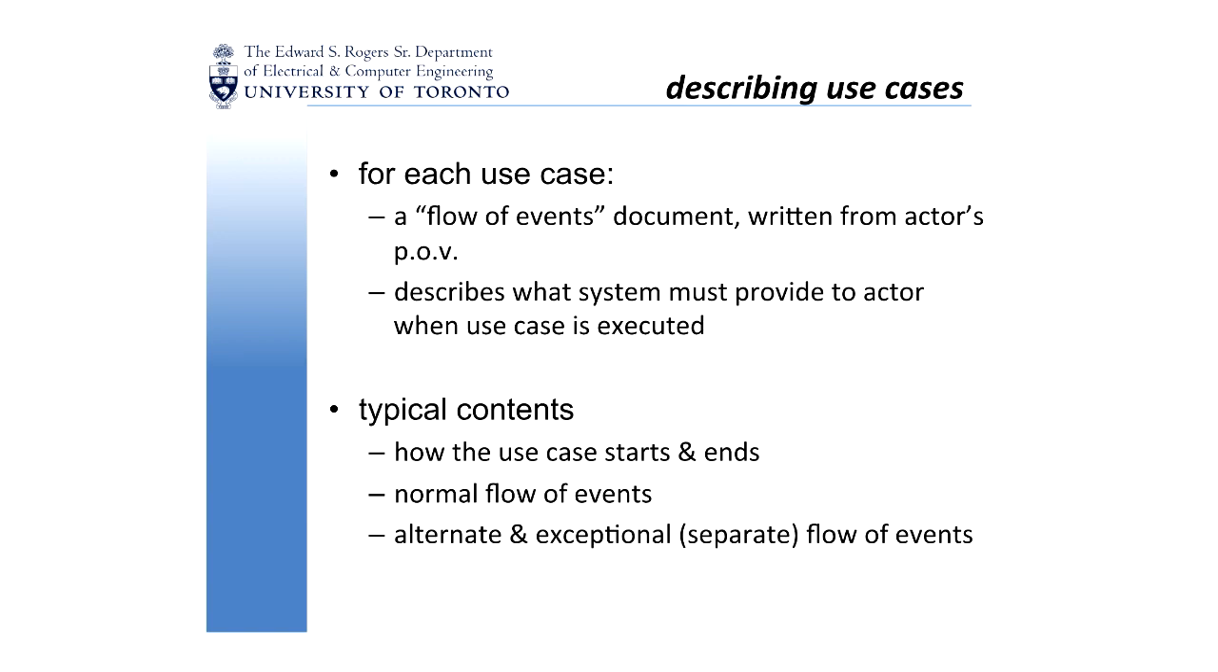The diagram is only the visual summary. For every use case, there must be a flow of events document written strictly from the actor's point of view. This document describes exactly what the system must provide to the actor when that use case is executed. Contents for this document include a clear definition of how the use case starts and ends, the normal flow of events, and separate sections for alternate and exceptional flows to handle errors or variations.